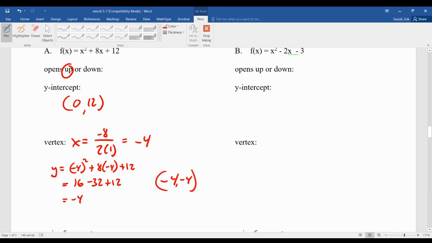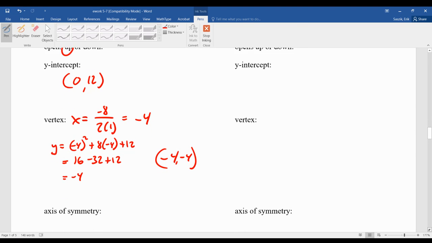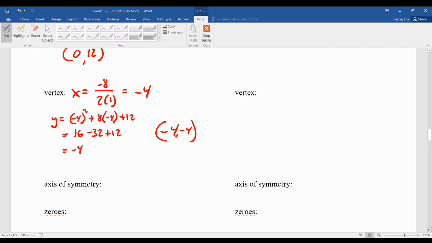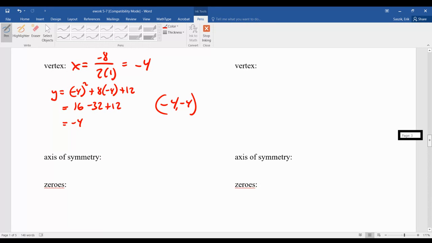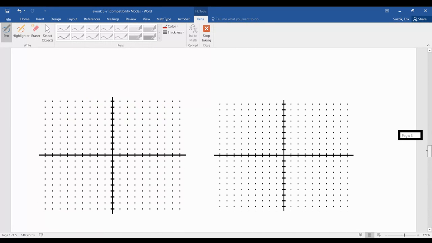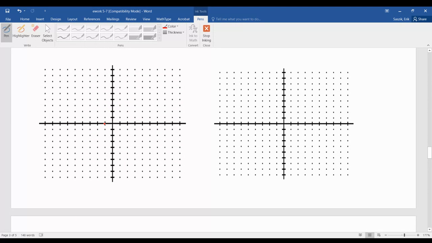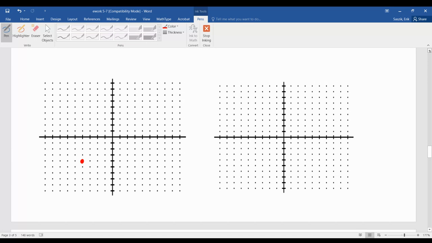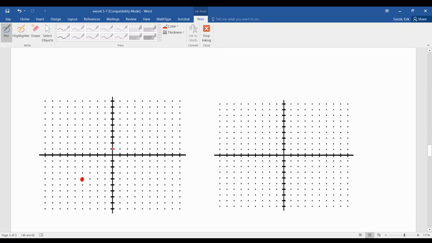So we know two of the critical points now. We know the y-intercept is 0, comma, 12. And we know that the vertex is -4, -4. So let's go down to our graph. And let's go ahead and put some of it on there. So 1, 2, 3, 4, 1, 2, 3, 4. There's the vertex. Now my y-intercept is going to be a little bit off the graph. 1, 2, 3, 4, 5, 6, 7, 8, 9, 10, 11, 12. It's going to be about right there.